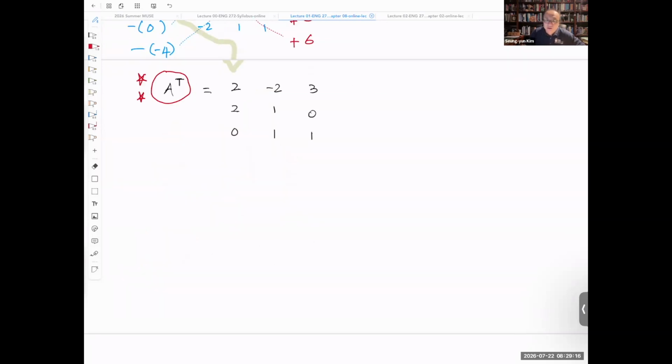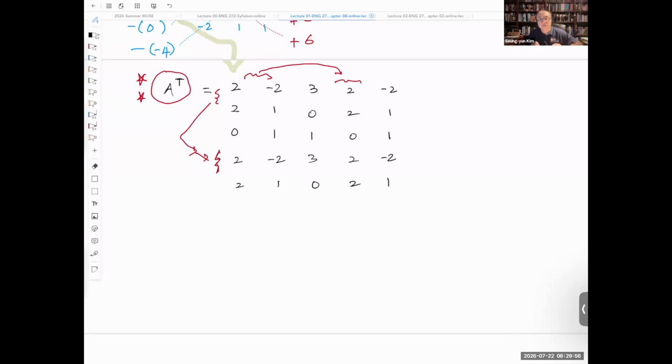In a similar way to what we did for calculating the delta, I'm going to copy down the top two rows at the bottom: 2, negative 2, 3, 2, 1, 0. And also I'm going to copy down the first two columns to the right. So we have 2, negative 2, 2, 1, 0, 1, 2, negative 2, 2, 1. So this is our transpose matrix. Then we copy down the top two rows at the bottom, and the first two columns to the right. Once you create this, we're going to cross out the first row and the first column.